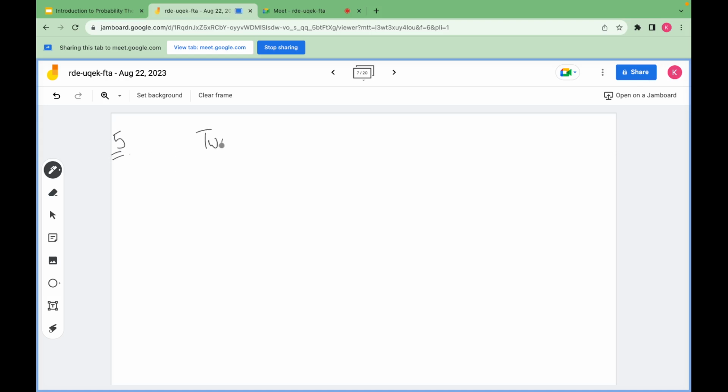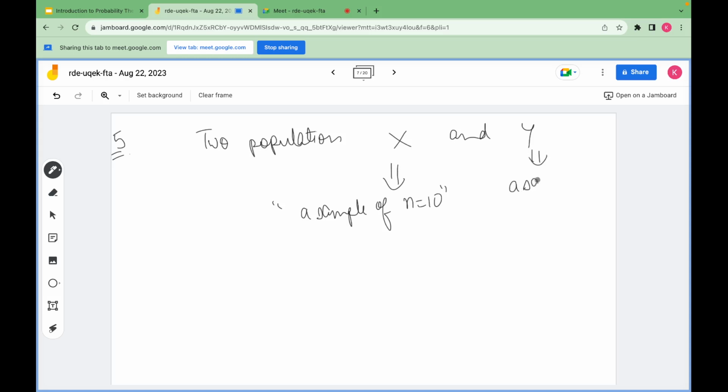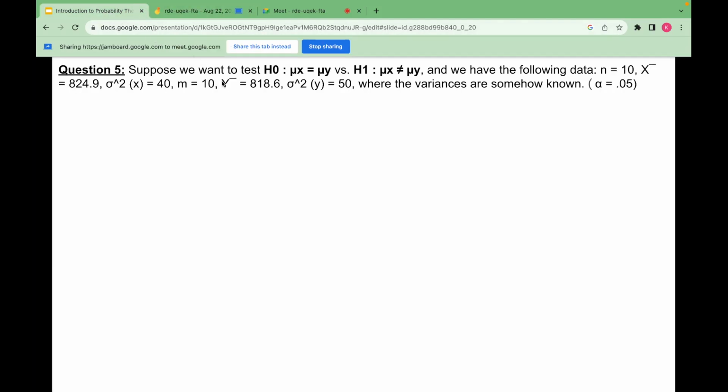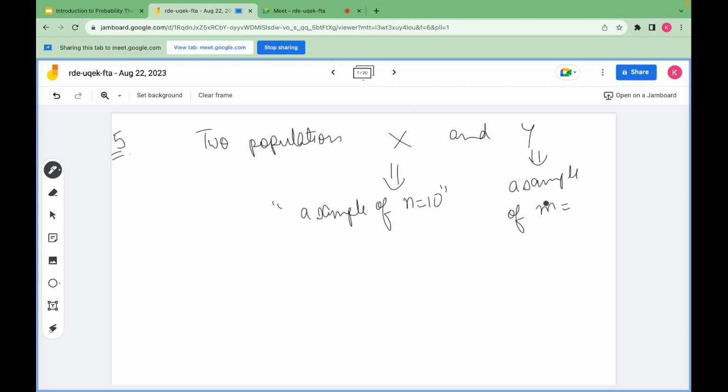So we have two populations, x and y. We took a sample of n equal to 10 people from x, and we took a sample of m equal to 10. So these are two different populations, x and y. We took a sample of 10 people from x and 10 people from y.